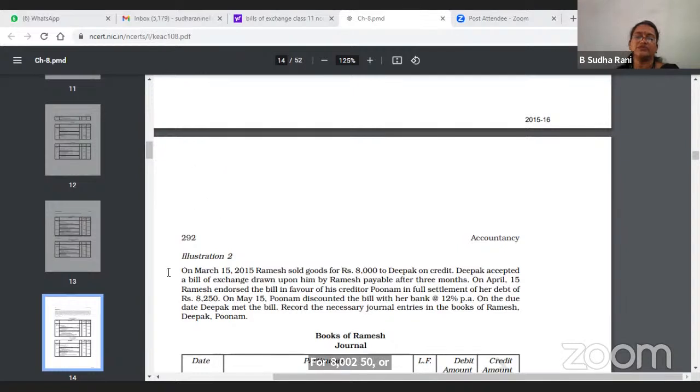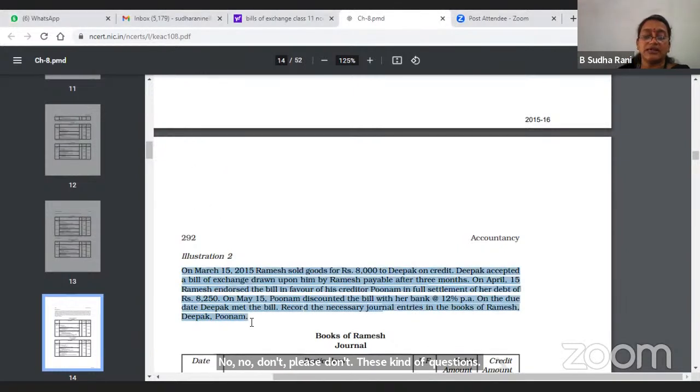No, please don't do these kind of questions. There is an NCERT book that gives very interesting ones like this, but no, you don't need it. Don't do this. A simple question you can do.